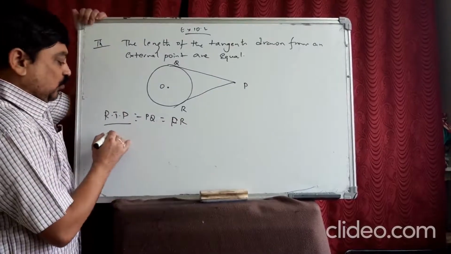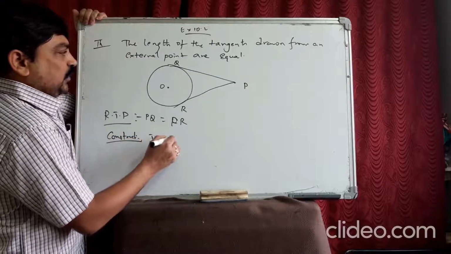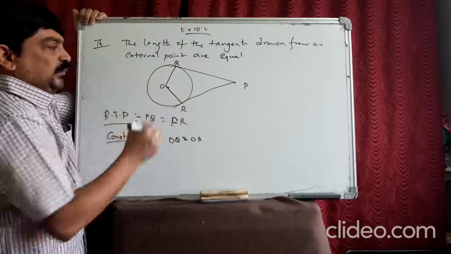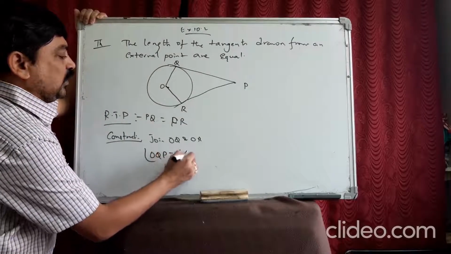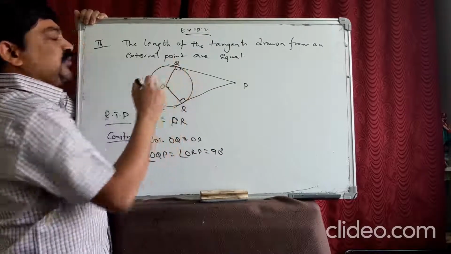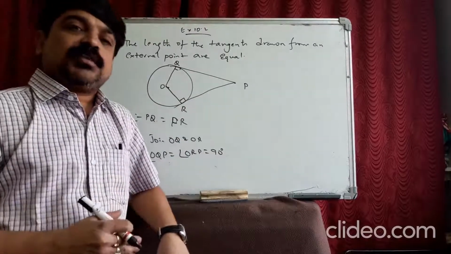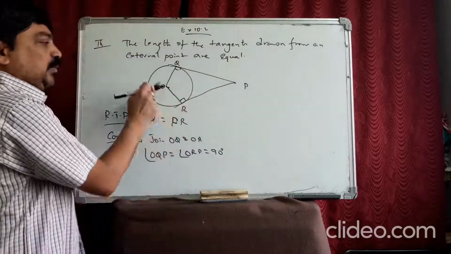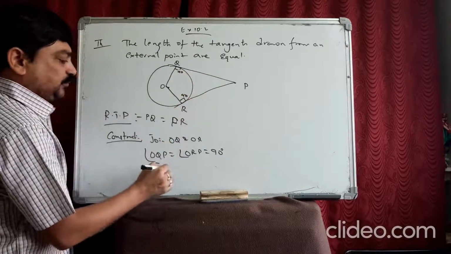First of all, a little construction is required here. Just join OQ and OR. If I join OQ and OR, clearly angle OQP is equal to angle ORP, which is equal to 90 degrees. Why? Because we have proved in the previous video that the line joining the point of contact to the center, the radius, is always perpendicular to the tangent to the circle. So the tangent is always perpendicular to the radius. So this is 90 and this is 90. And also join OP.